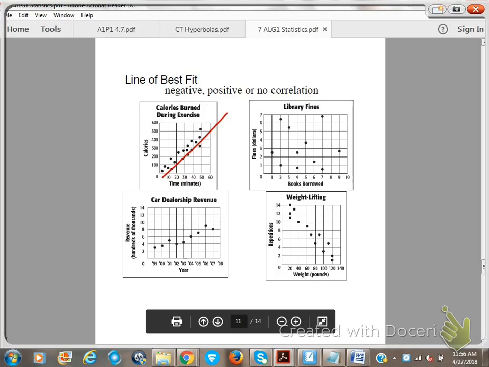The one we had, you had to figure out the age between the people who do exercise. That part's reading the graph. It's not drawing the line. For library fines, they're kind of all over the place. That is no correlation. Good.